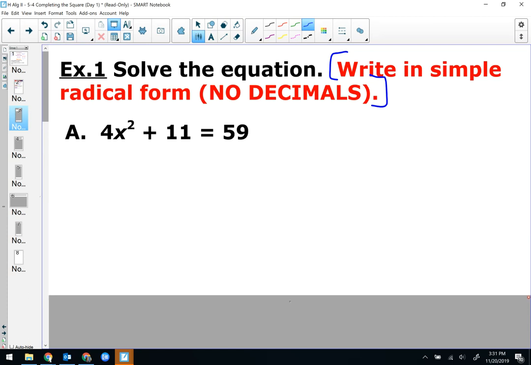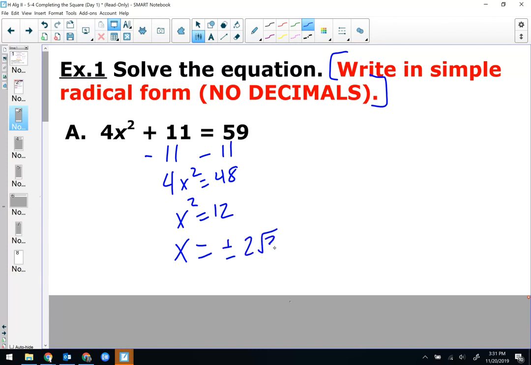Do you notice there's no b term here? There's no x term. So what do we do with it? Subtract 11. We get 4x squared is equal to 48. We divide by 4. x squared is 12. And look, there you go. x equals plus or minus 2 radical 3. We just did that problem. There's my answer.